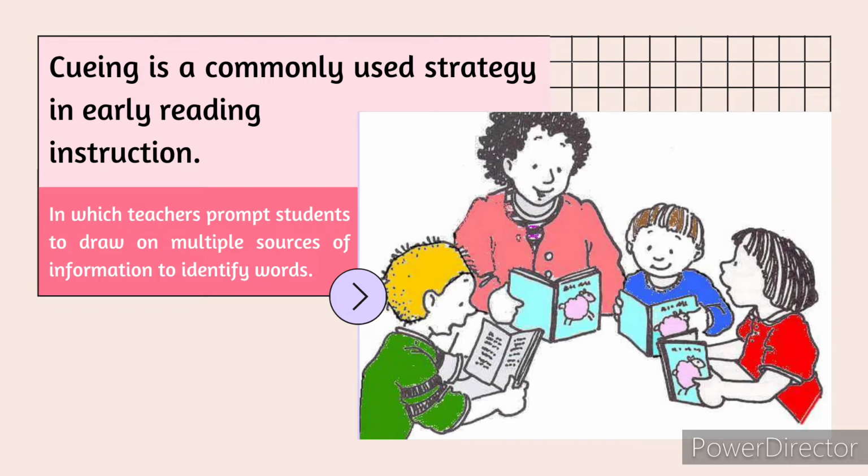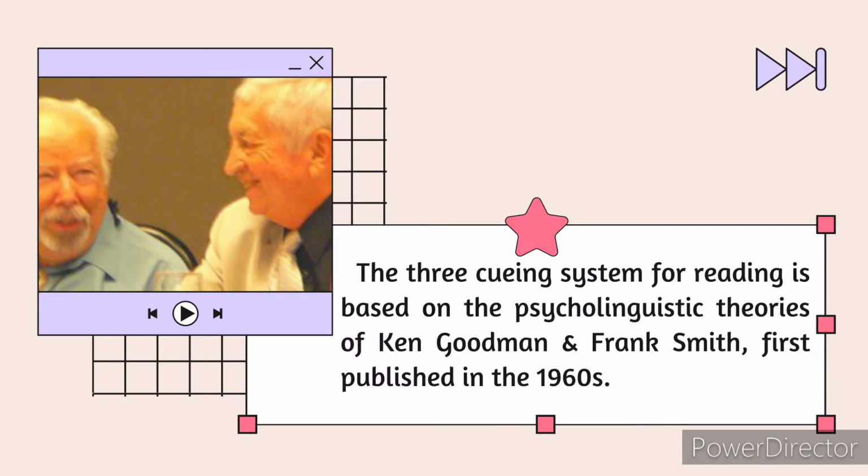This strategy is also referred to as three cueing for the three different sources of information that teachers tell students to use. The three cueing system for reading is based on the psycholinguistic theories of Ken Goodman and Frank Smith, first published in the 1960s.